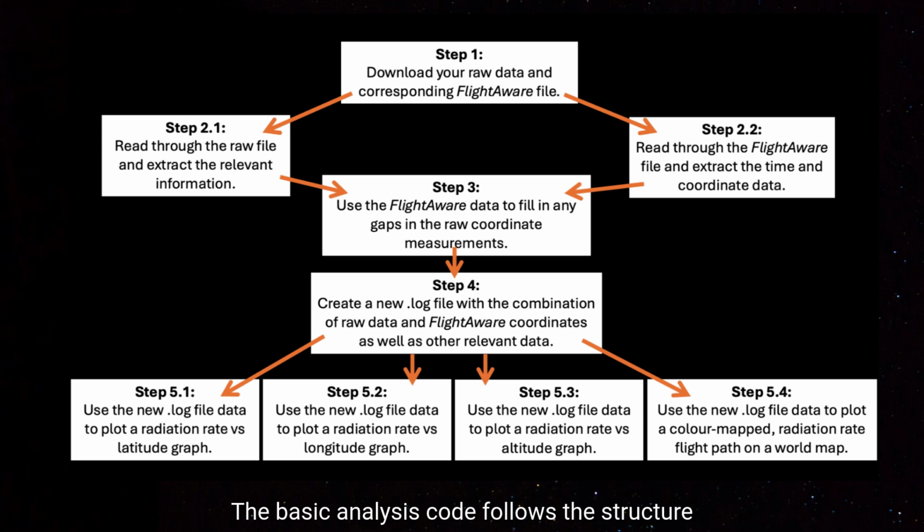The basic analysis code follows the structure shown in this flow diagram. In step 1, we will make sure that you have downloaded the necessary raw data and flight-aware file. The code then reads through these files and extracts the data that we need in step 2. In step 3 and 4, the code goes on to create a new file with the necessary information. This new file will have a combination of the raw data as well as the flight-aware coordinates, if necessary. Lastly, in step 5, the code plots a variety of graphs that we use to visually analyze this data.